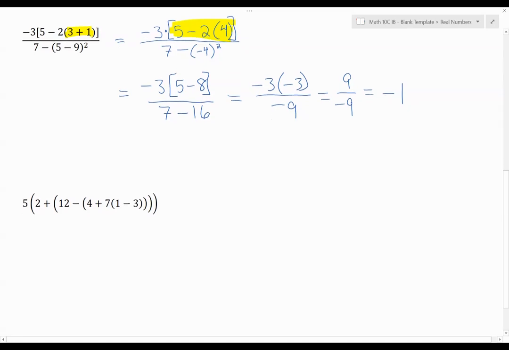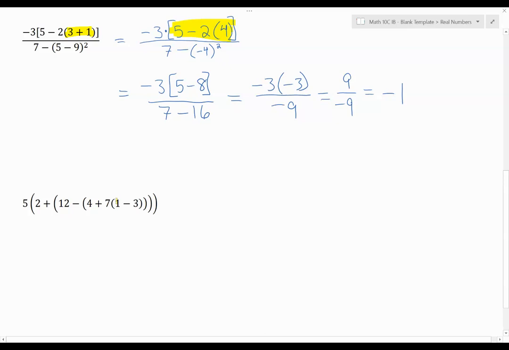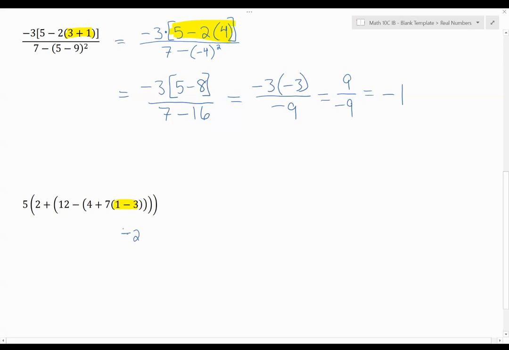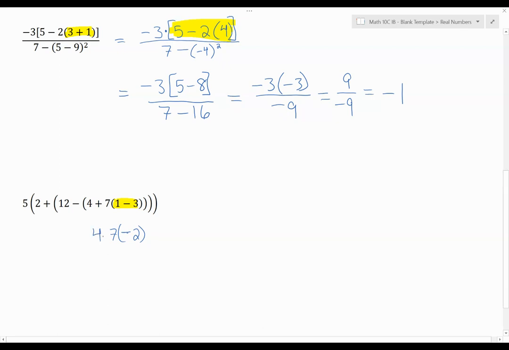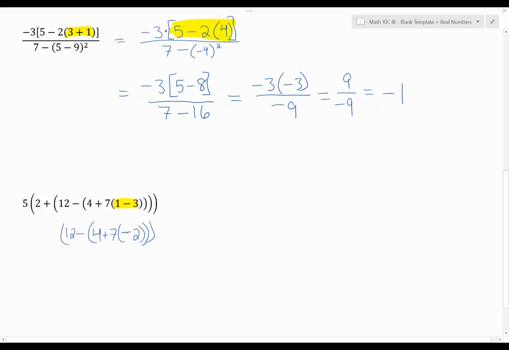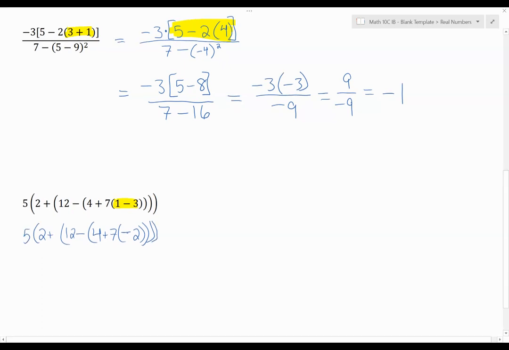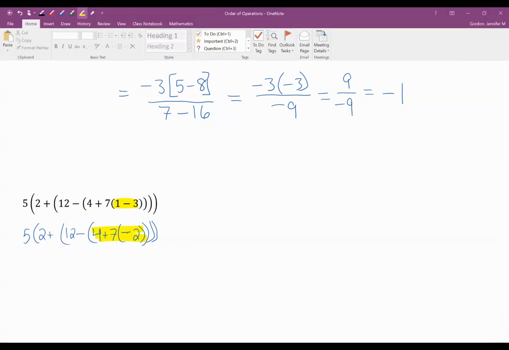When you have multiple nesting layers of brackets, you have to be really, really careful to pay attention to what's with what. The absolute interior bracketing right here is 1 minus 3. So 1 minus 3 is -2. That is going to get multiplied with the 7, and then I have 4 plus. Be really careful here not to add the 4 and the 7. And then everything else I'm just going to copy. 2 plus, and then 5. Now I think I have enough brackets. Now the things inside the bracket are right here. So this is 4 plus 7 times -2.